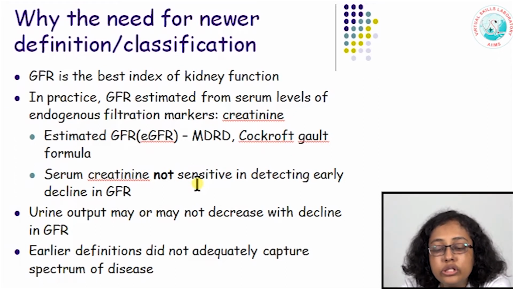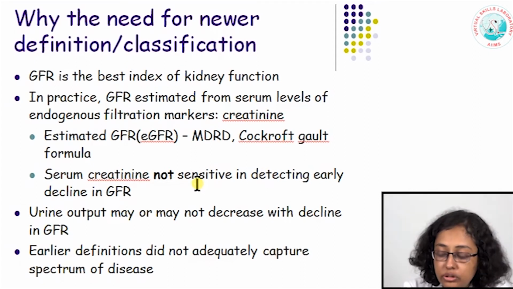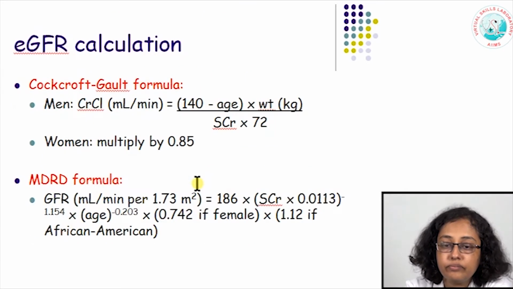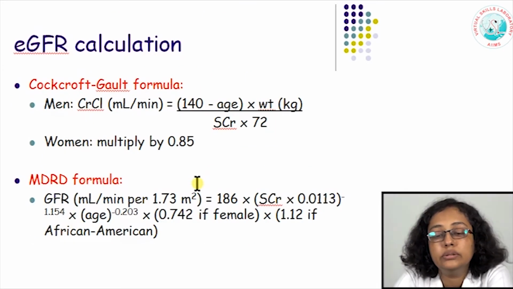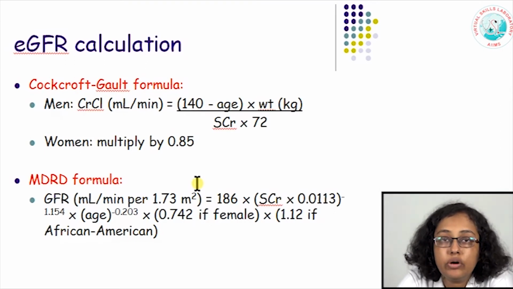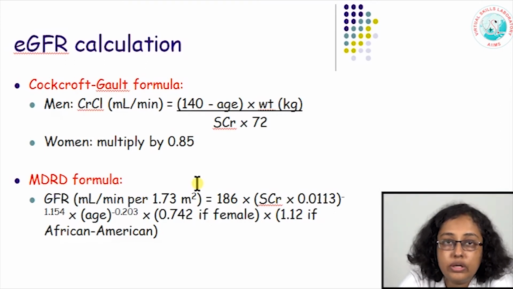The second thing was that traditionally the urine output was used to define acute renal failure, whether there was a decrease in urine output or not. But sometimes when there is a decline in GFR, the urine output may not decrease, what is known as non-oliguric acute renal failure. So we should understand that the early, routine definition, a deterioration in minutes or hours or days of the renal function, does not adequately capture the entire spectrum of the disease. As I told you earlier, the Cockcroft-Gault formula or the MDRD formula is used to calculate the estimated GFR based on the serum creatinine.